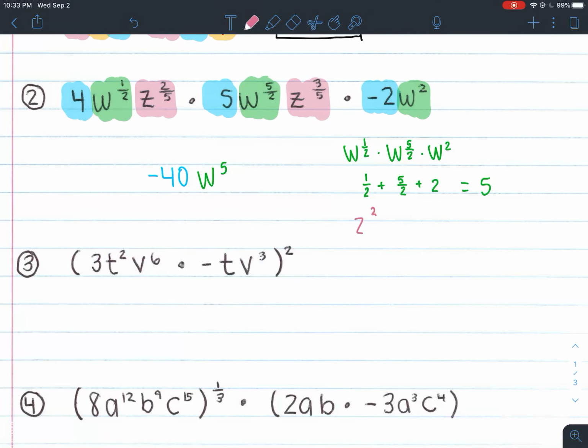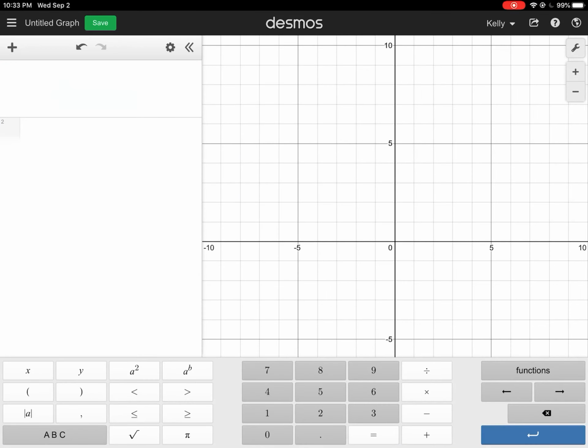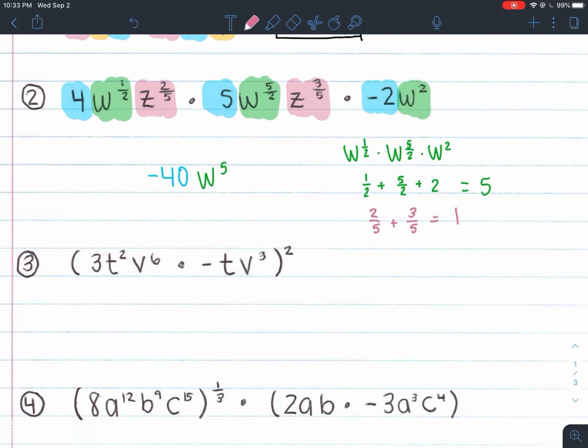So I have z to the 2/5 times z to the 3/5. So in the end, I'm going to end up adding these exponents together, right? So we're going to do 2/5 plus 3/5. I'm adding these together. Now, if you don't know what this is, again, use a calculator. This should equal 1, though. So 2 divided by 5, tap outside the fraction, plus 3 divided by 5. That's going to give me 1. So I get a whole 1 here.